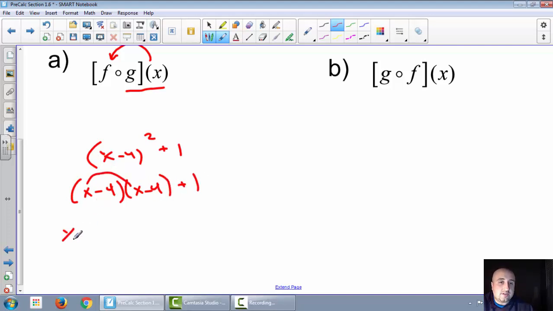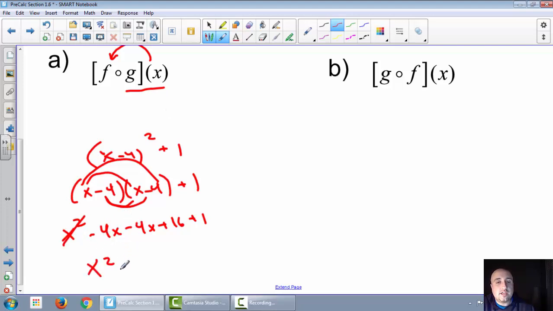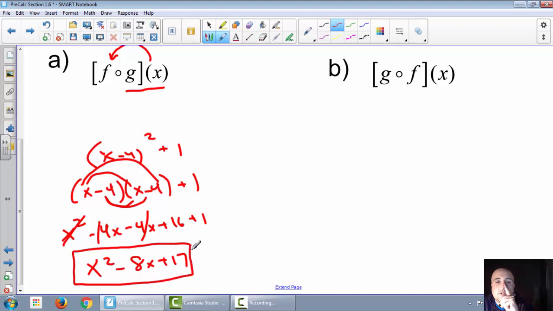So x times x is x squared. X times negative 4 is negative 4x. Negative 4 times x is negative 4x. Negative 4 times negative 4 is positive 16, and then I have a plus 1. Okay, so let's simplify, and then we've done our composition. So we have x squared. Negative 4 plus a negative 4 is negative 8x. 16 plus 1 is 17. Okay, so there is our composition of functions. We did f of g of x.